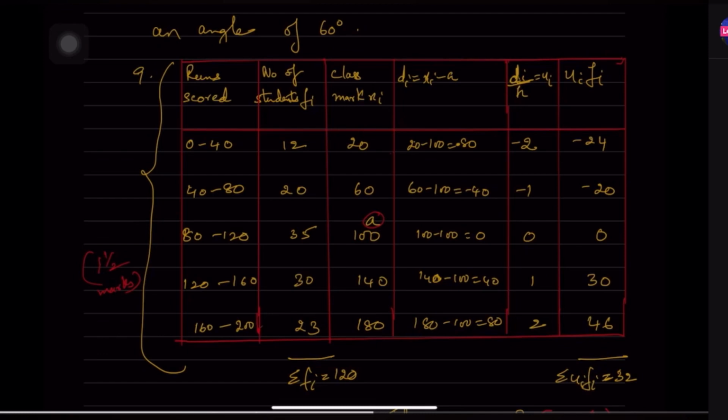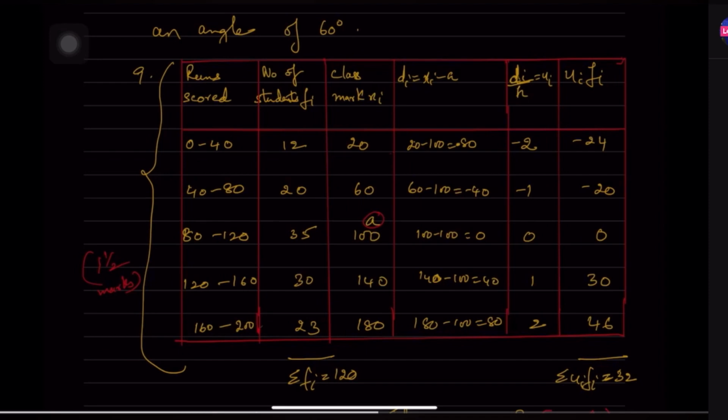So Di by H is equal to Ui, which means minus 80 divided by 40 is minus 2. Then again minus 40 divided by 40 is minus 1. 0 divided by 40 is 0. 40 divided by 40 is 1. 80 divided by 40 is 2.